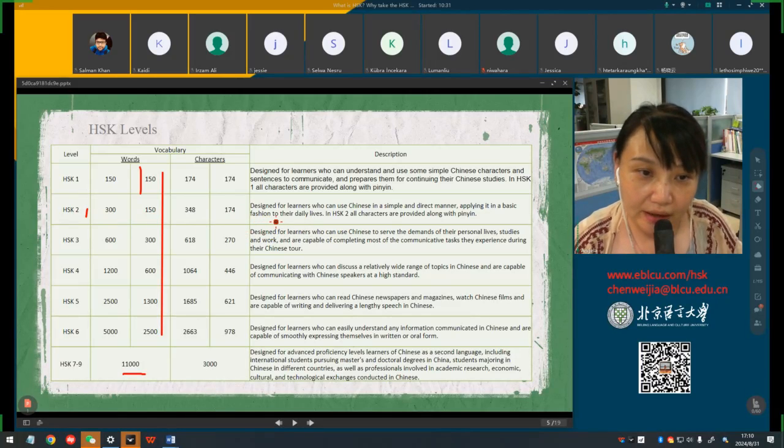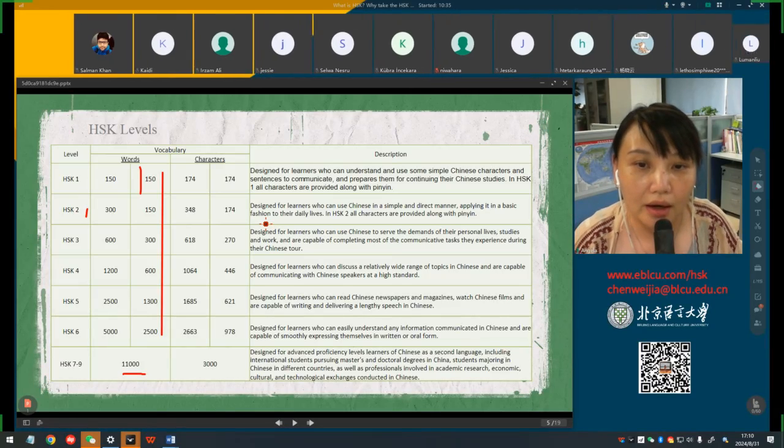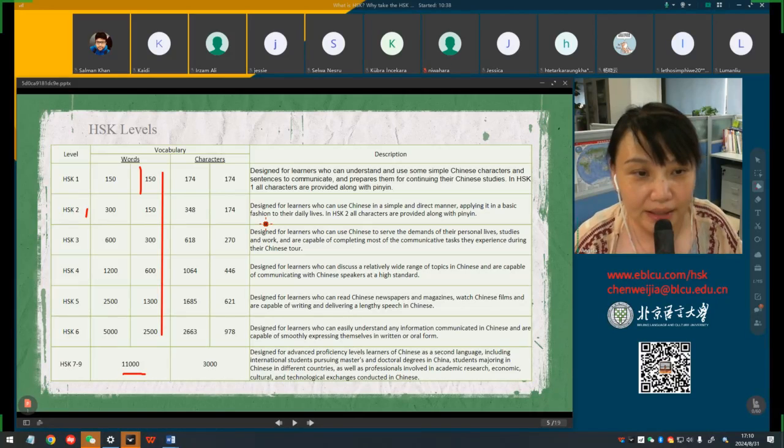HSK 2 is designed for learners who use Chinese in a simple and direct manner, applying it in a basic fashion to their daily life. In HSK 2, there is still pinyin for all of the characters. Starting from HSK 3, the test requires you to read Chinese characters, so they won't have pinyin for all of the characters listed on the test paper.